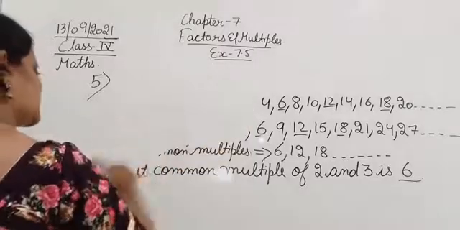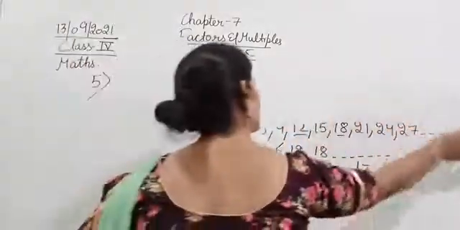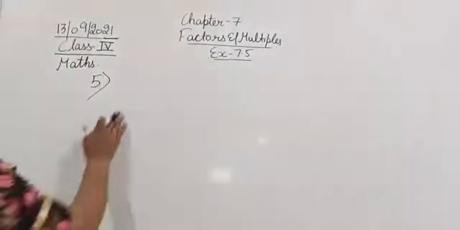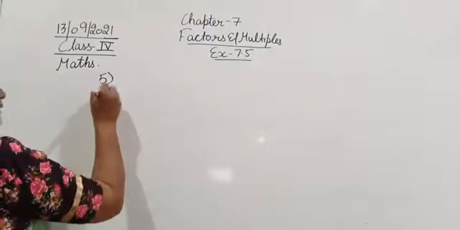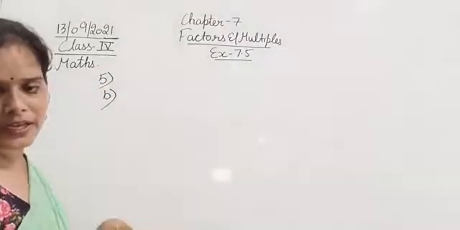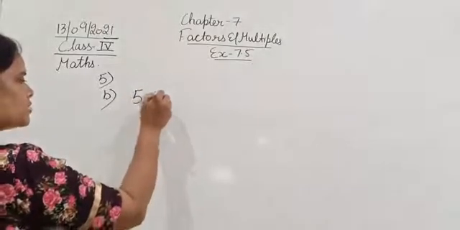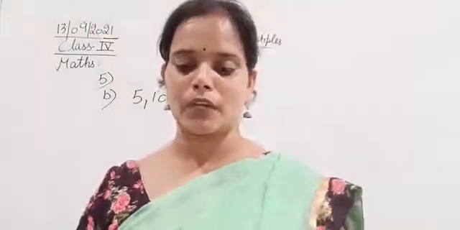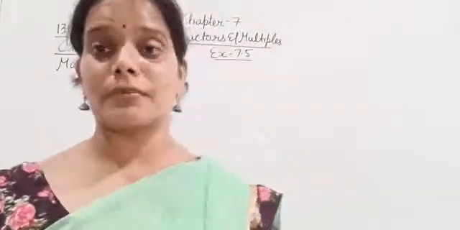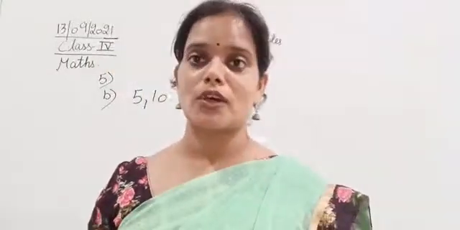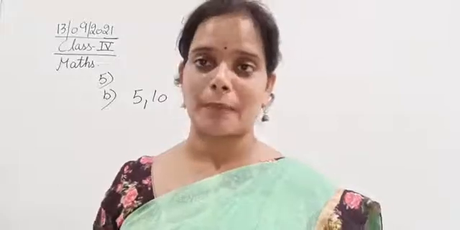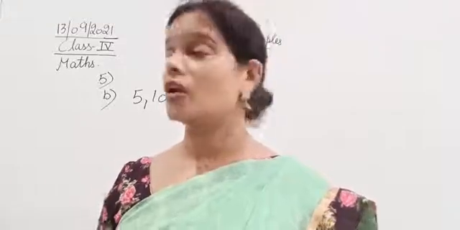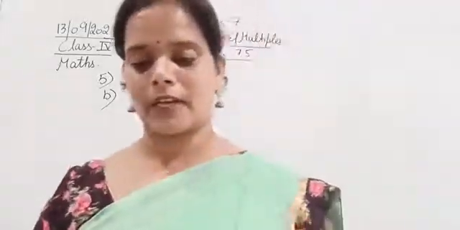Next is the B part. We have to find the multiples, then common multiples, of the B part, that is 5 and 10. Okay, so let me give you this question as homework. I am giving you two questions, the B part of question number 5 and the C part of question number 5, as your homework. So just do it by yourself, okay? And in the next session I'll explain the topic as well. So don't get confused that ma'am hasn't explained this. I'll explain in the next session, but make sure that you try the B and C parts by yourself.